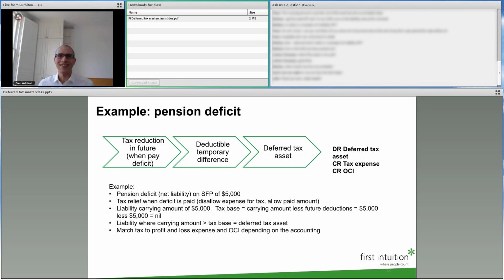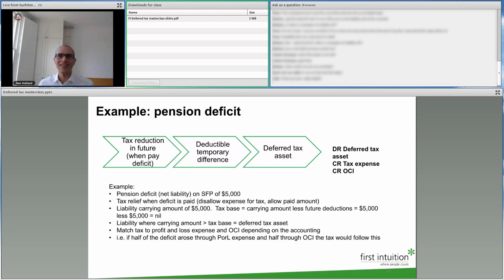So the liability's carrying amount is 5,000. The liability's tax base is 0. We have in this situation, therefore, a liability where the carrying amount is greater than the tax base. That will lead to a deferred tax asset according to the rules that we will need to learn. And again, we have to look at matching the tax to the profit and loss expense.